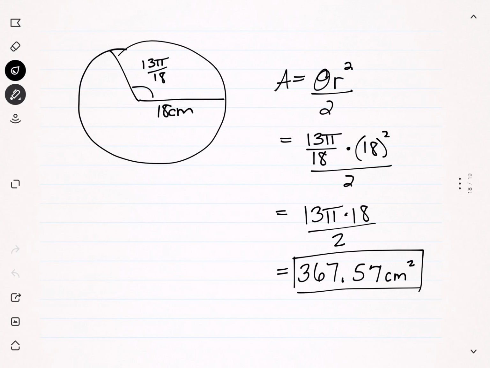Okay, since we're in radians, you should be using the formula for area of a sector given an angle measure in radians, which is theta times r squared divided by 2. So plug in what you know: 13 pi over 18 times 18 squared divided by 2. I did some simplifying there and canceled out one of the 18s, and came up with 13 pi times 18 divided by 2. Then I grabbed my calculator using my pi button, multiplied across the top and then divided my answer by 2, and I got 367.57 centimeters squared.